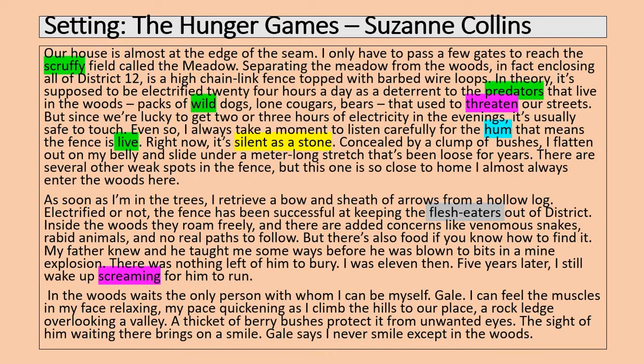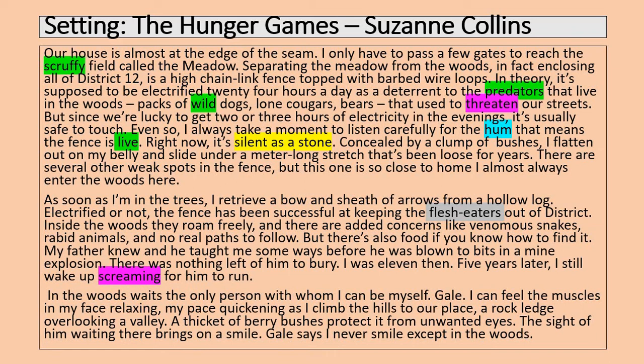Okay, so what did we come up with? So in the green I've highlighted some powerful adjectives. In the pink I've highlighted some powerful verbs. Yellow we've got a simile. Blue we've got some onomatopoeia.